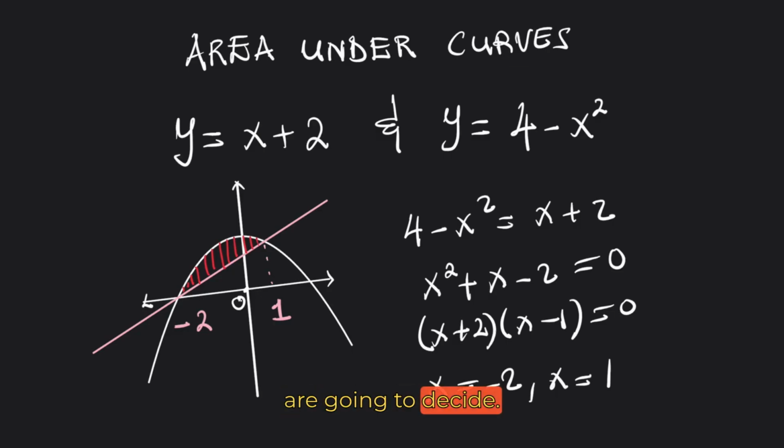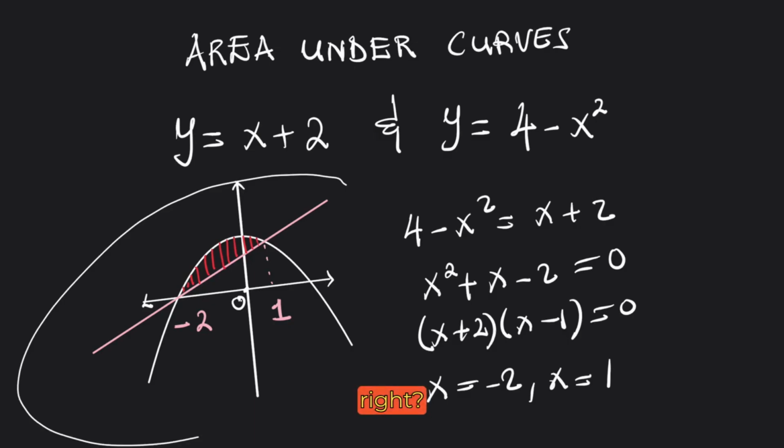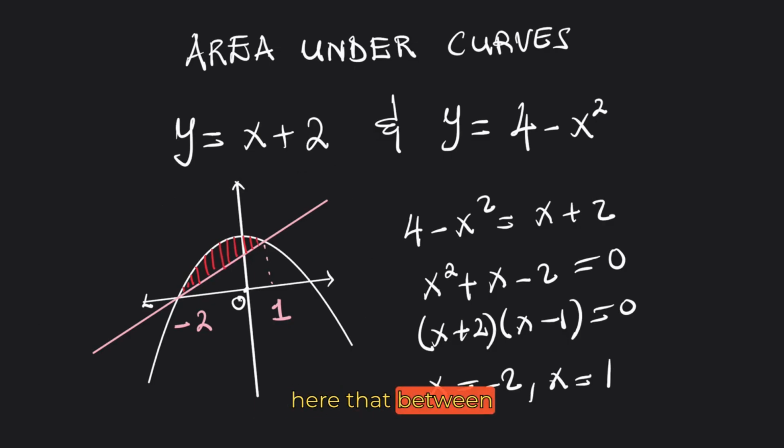Now we are going to decide which curve is on top. So the first idea is to sketch the curve, right? You can see here that between negative 2 and 1, the graph of y is equal to 4 minus x squared is on top, while the linear function is at the bottom.